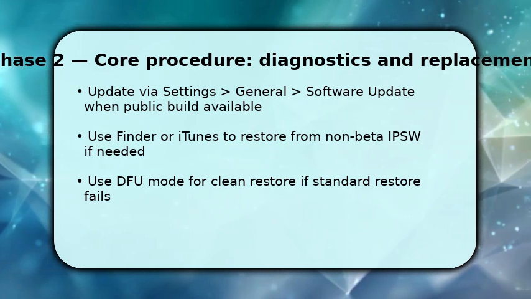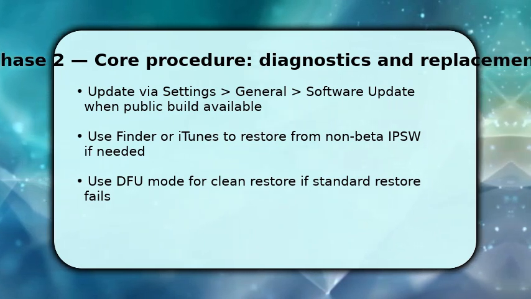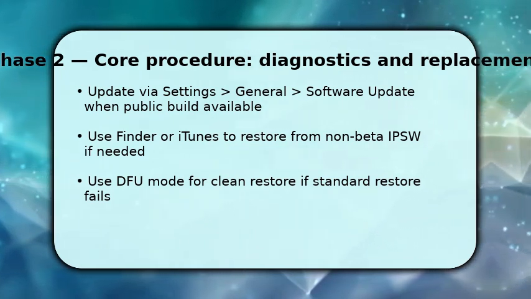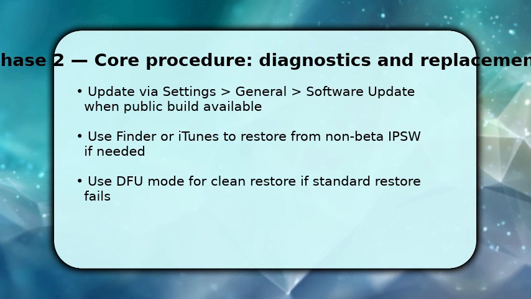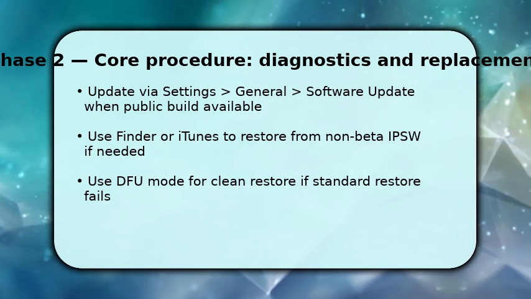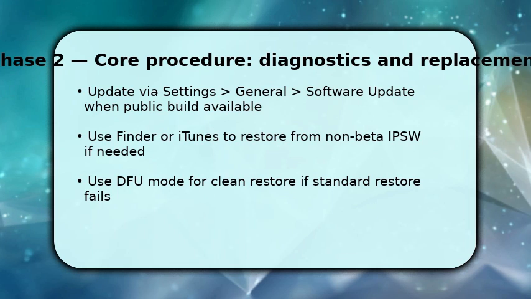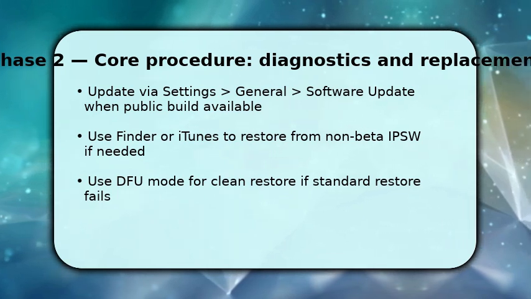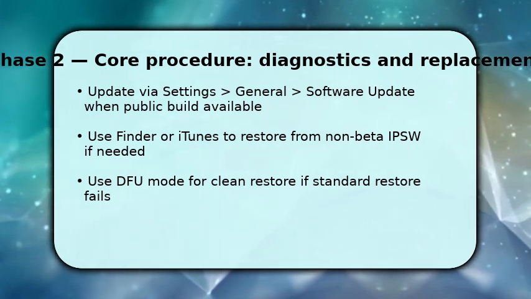Install if available. If your device still shows beta or has issues, connect to a Mac or PC and use Finder or iTunes to restore using a stable IPSW. Select the non-beta file explicitly. Make sure to use the correct device model IPSW.